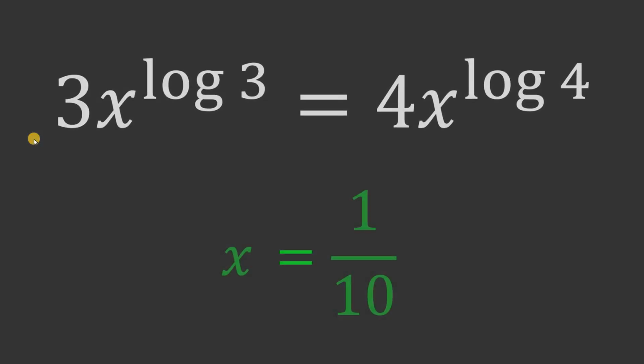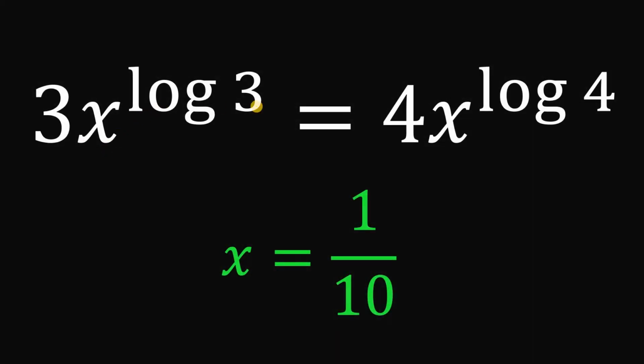Therefore, given this equation, 3 multiplied by x raised to the power of logarithm of 3 equals 4 times x raised to the power of logarithm of 4, then the value of x that satisfies this equation is simply equal to 1 over 10. And as always, we are done.